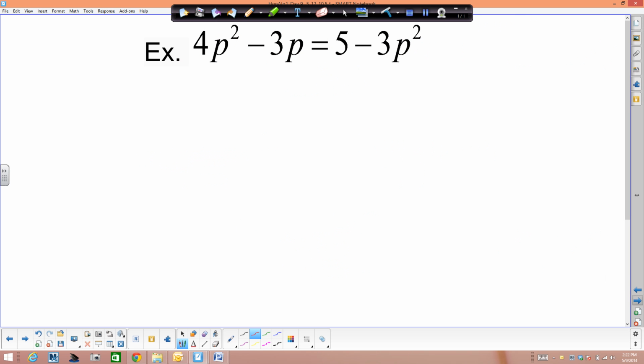So if we look at this equation, we need to get this into standard form first. I'm going to move everything to one side. So I'm going to add 3p squared.